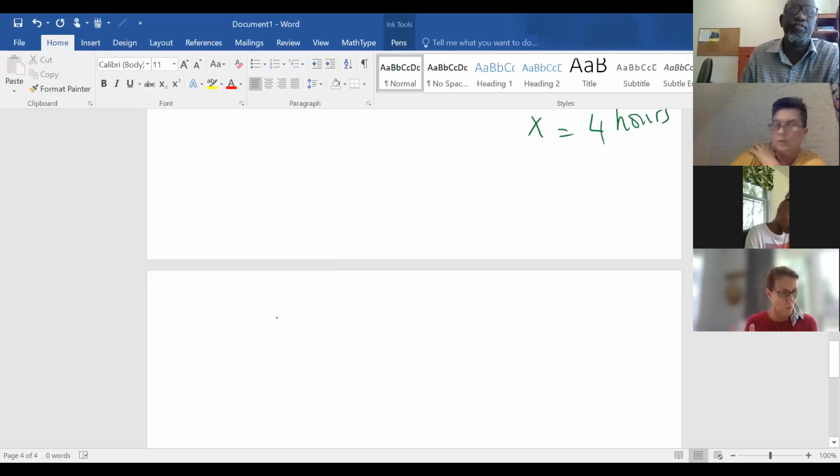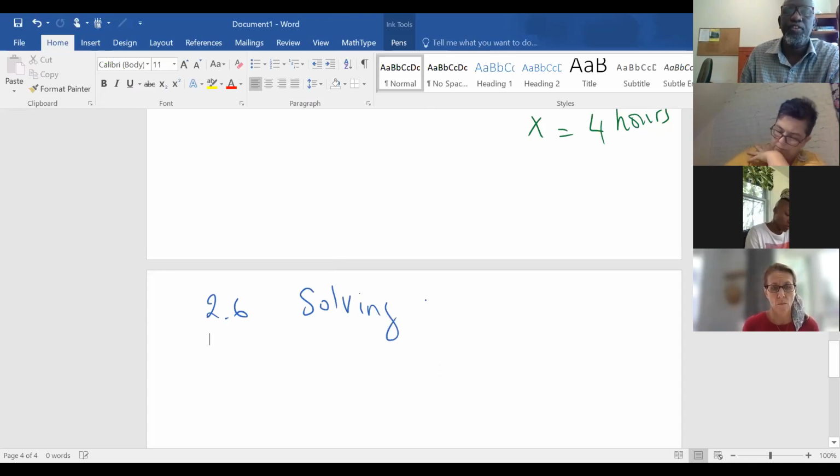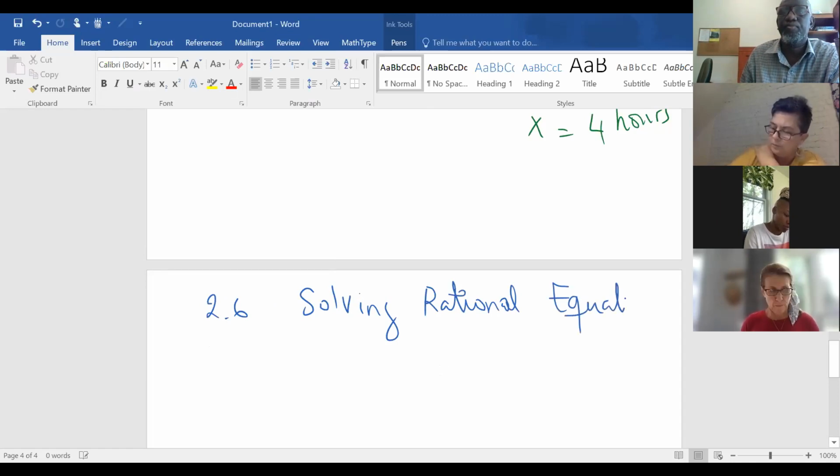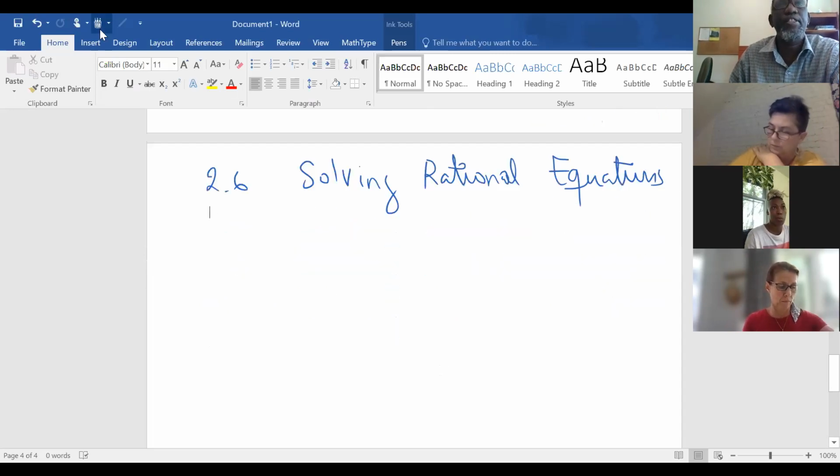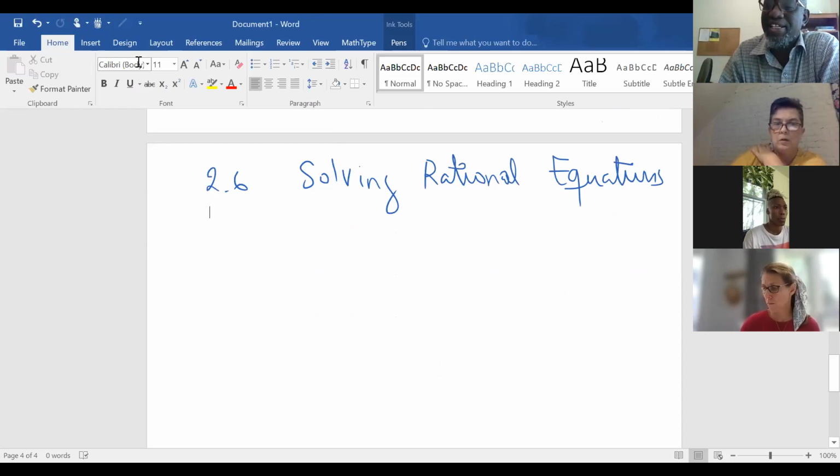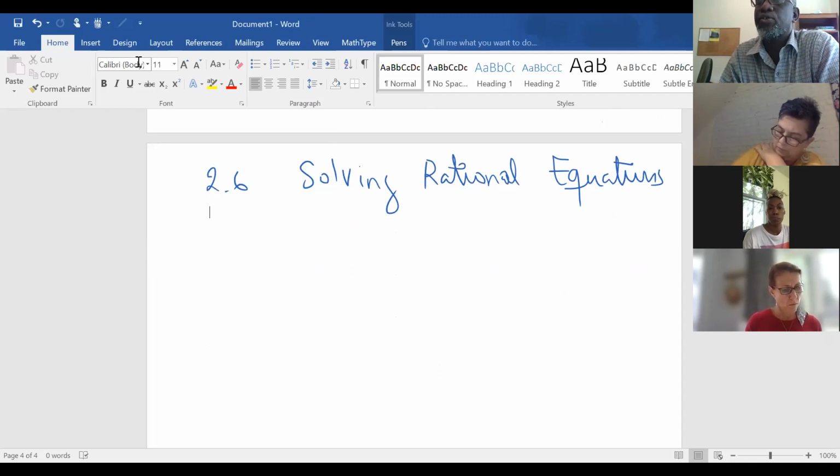So how to solve, section 2.6, solving rational equations, right? Okay, so we have to first distinguish between what we call a rational expression and a rational equation.